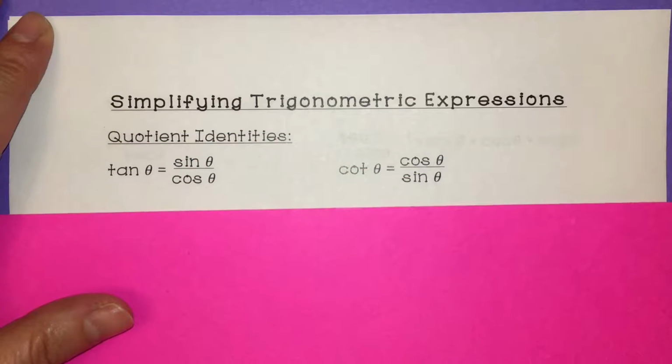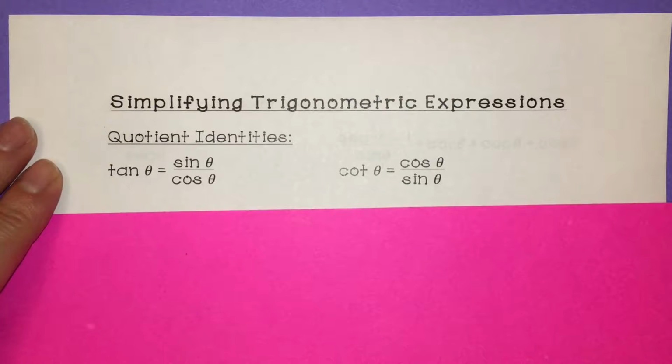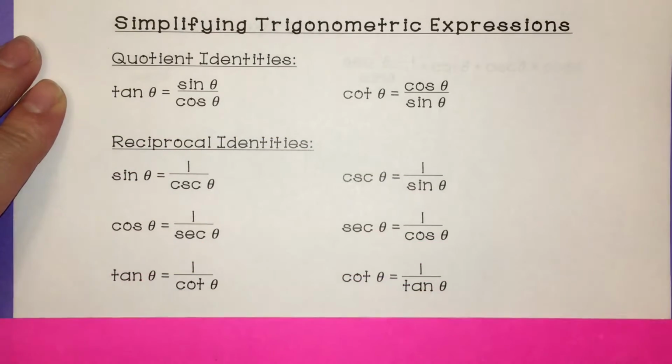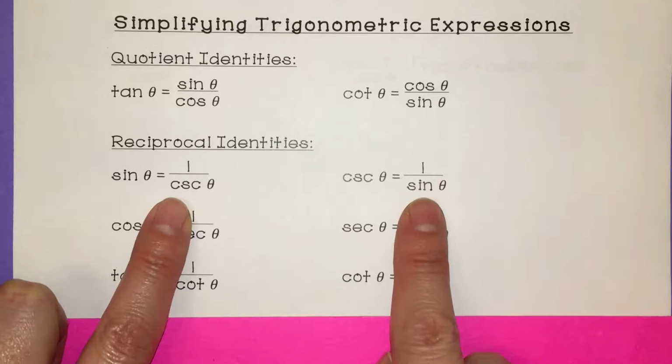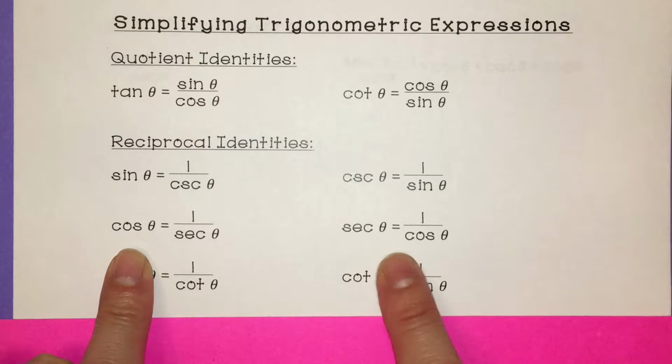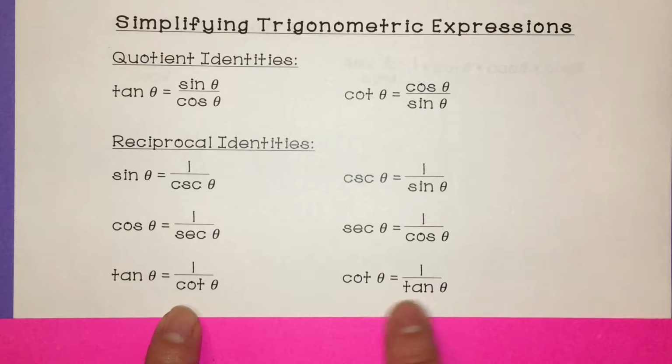This video is on simplifying trigonometric expressions. So you're going to use the quotient identities for tangent and cotangent. Remember, they're just flipped. The reciprocal identities, where sine and cosecant are reciprocals of each other. Cosine and secant are reciprocals of each other. And tangent and cotangent are also reciprocals of each other.